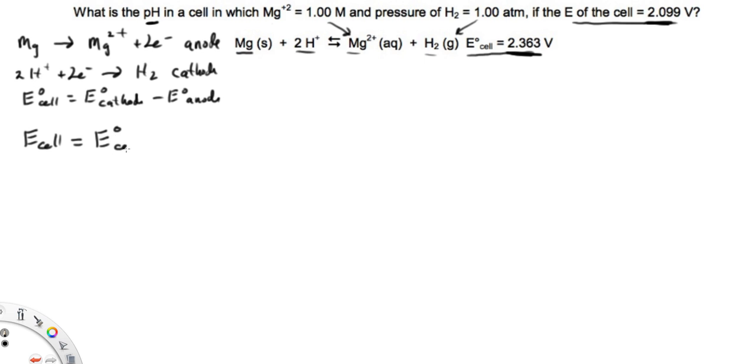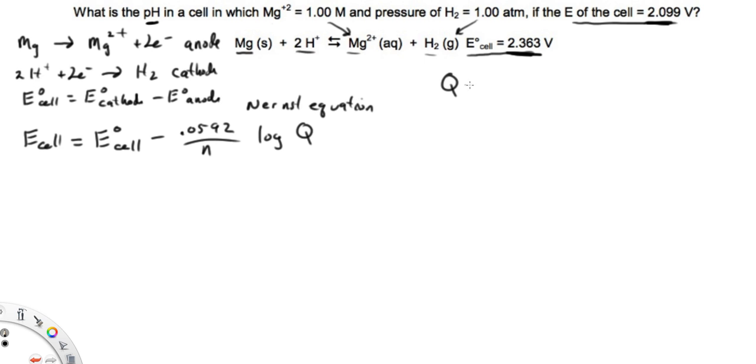Okay, so let's go through and figure out how to calculate the E cell. We take the original E naught of the cell, which we calculate by cathode minus anode, and we have a little correction factor, which is 0.0592 over N times the log of Q. And this is called the Nernst equation. It's very useful.